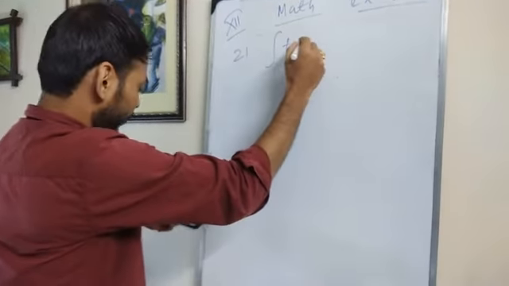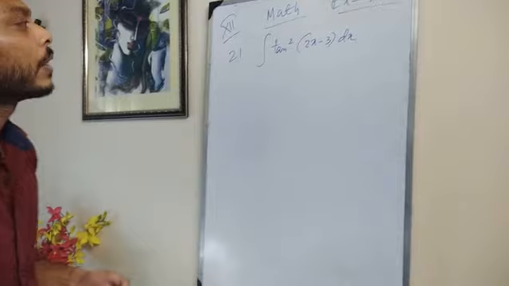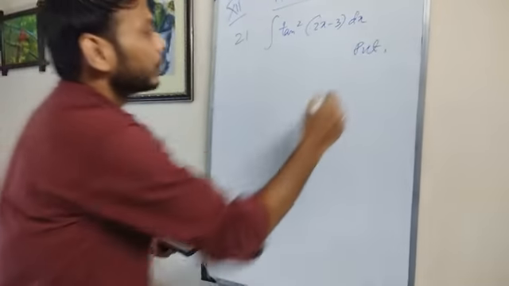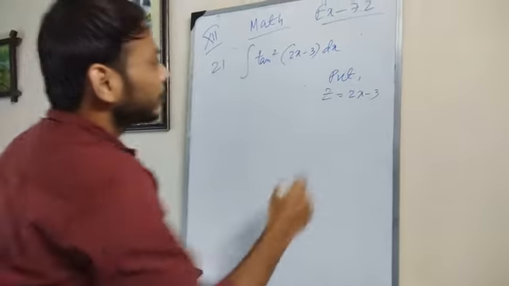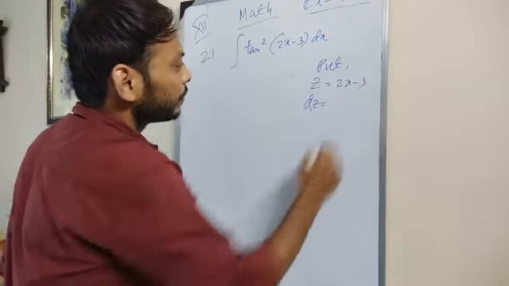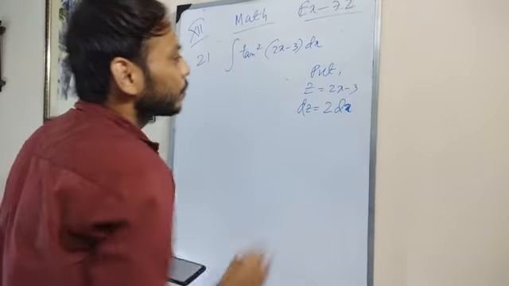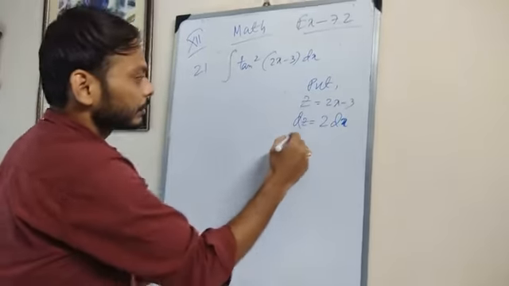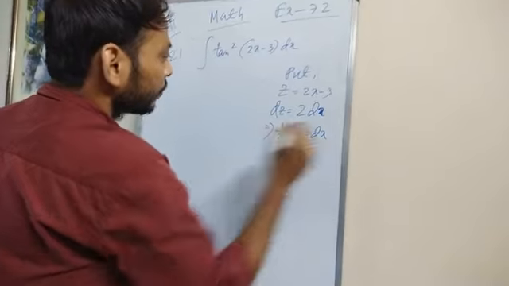So the question number 21 is integration tan square (2x minus 3) dx. Here we put z equals to 2x minus 3. Then after doing the differential we get dz equals to 2 dx, and you know that the differentiation of the constant will be 0, so that's why dz equals to 2 dx. That means 1 by 2 dz equals to dx.